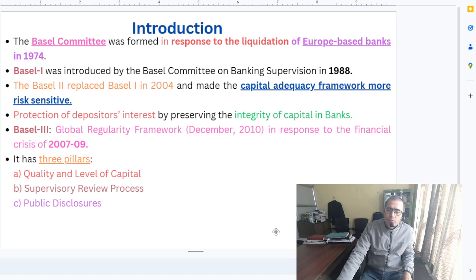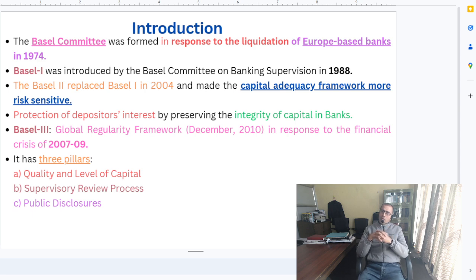Okay, let's move to the first part, the context. The Basel Committee was formed in response to the liquidations of European-based banks in 1974. However, prior to 1988, there were no capital regulations for banking, and that's why in 1988 the Basel Accord introduced Basel I by the Basel Committee on Banking Supervision. Next, Basel II replaced Basel I in 2004 and made the capital adequacy framework more risk sensitive, friends.